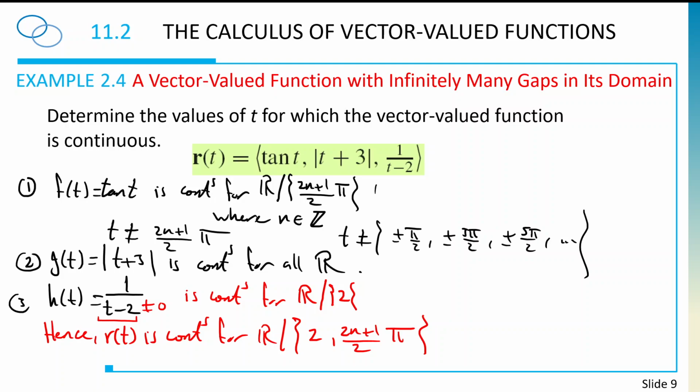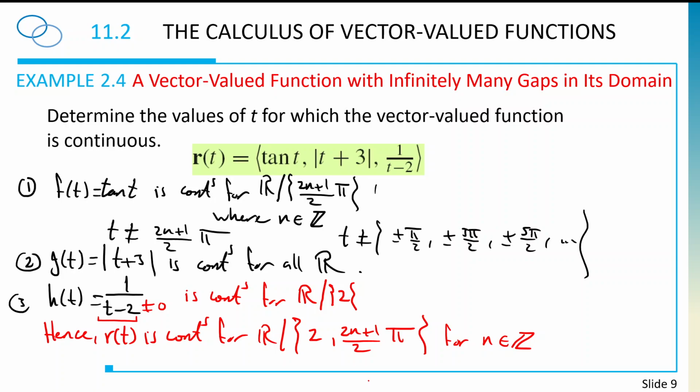Okay. So this is continuous for R except 2 and (2n plus 1) over 2 times pi, for n belongs to Z, all integer numbers. Okay, that's it.